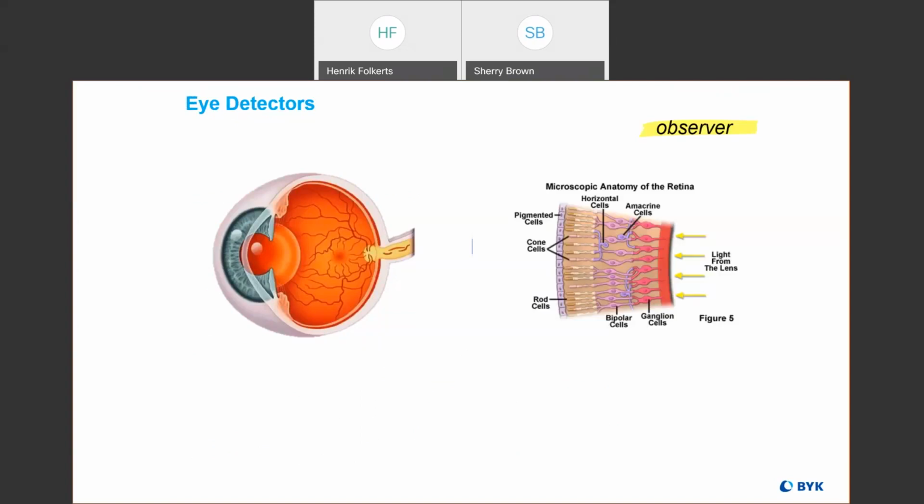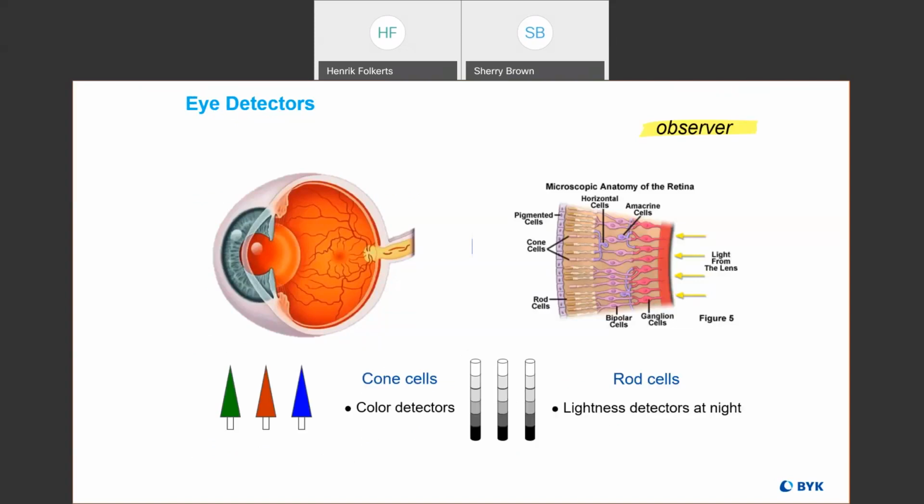Our eye has many different types of cells, but there are two types in particular that are responsible for our color vision, and those are the cone cells and the rod cells. The cone cells are our color detectors. They are each sensitive to a different range of wavelengths. They come in three main flavors: red, green, and blue.